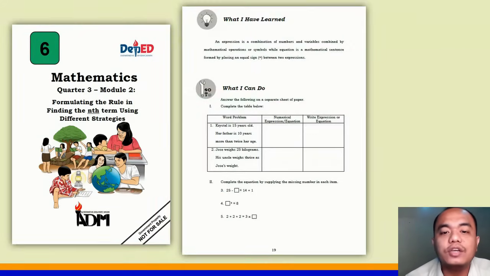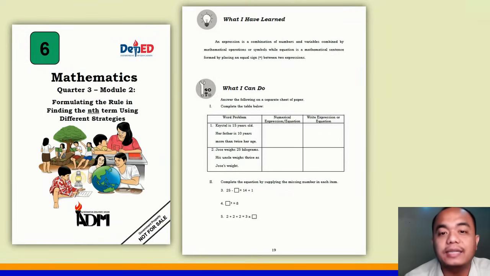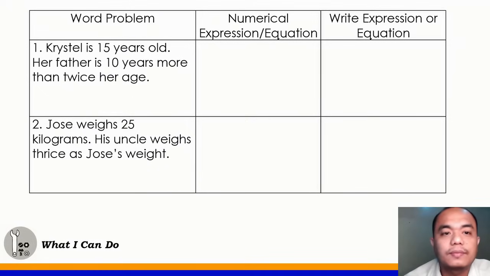This time, let's answer your "What I Can Do" part of the module that could be found on page 19. We have to complete the table here for number 1 and number 2. We are going to identify the numerical expression or equation given the word problem, and then we will identify if it is expression or equation. Number 1, Christelle is 15 years old. Her father is 10 years more than twice her age. So how will you illustrate this word problem?